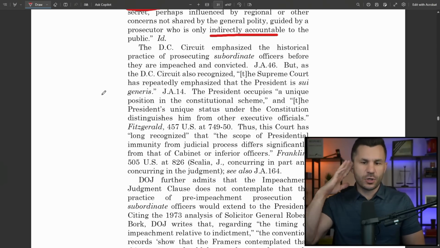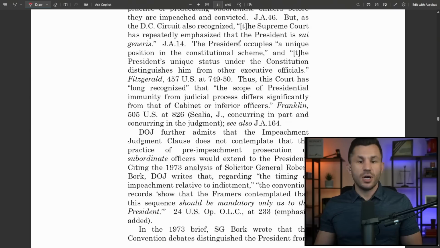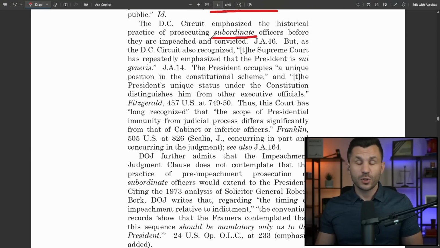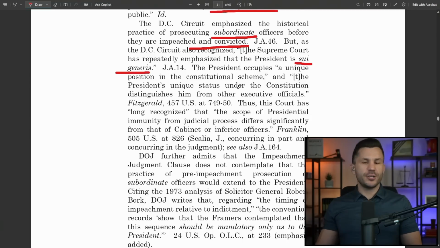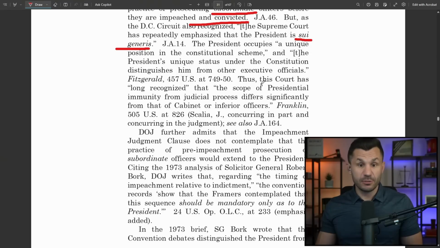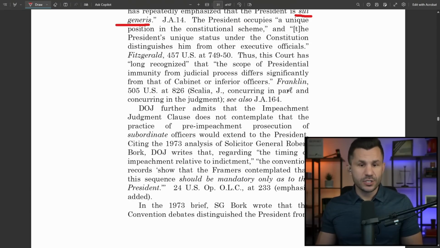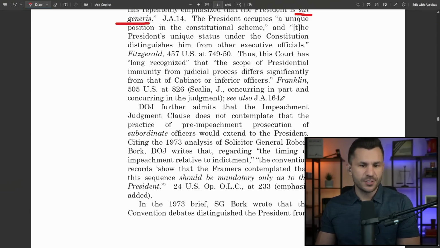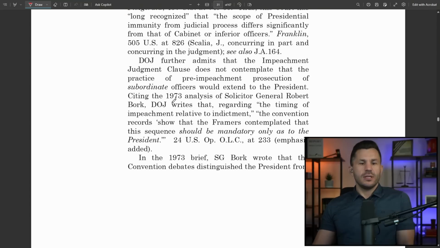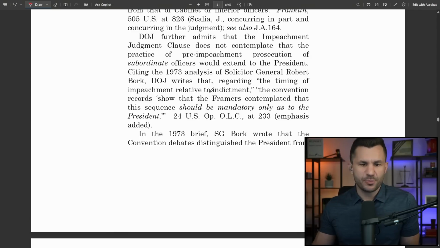Now, the DC Circuit Court also emphasized the historical practice of prosecuting subordinate officers before they're impeached and convicted. But as the DC Circuit Court also noted, the Supreme Court has repeatedly emphasized that the president is sui generis, occupies a unique position. It's literally a unique status. Thus, this court has long recognized the scope of presidential immunity is vastly different from other offices. And the DOJ also further admits that the impeachment judgment clause does not contemplate that the practice of pre-impeachment prosecution of subordinate officers would also extend to the president.